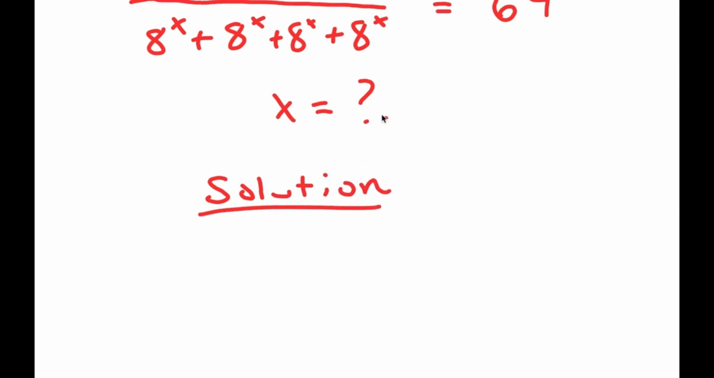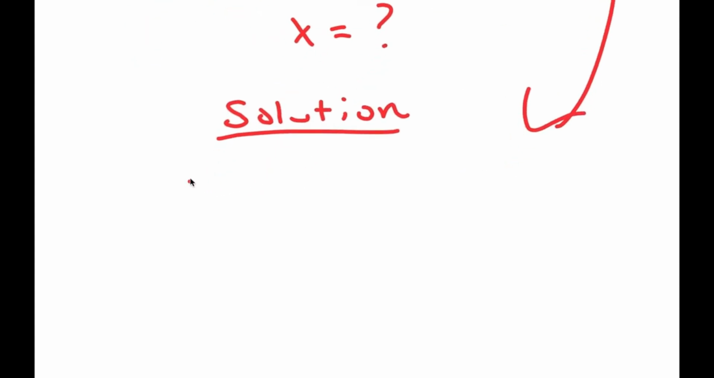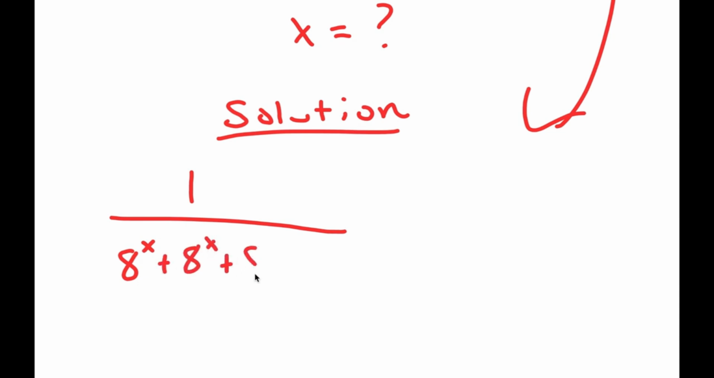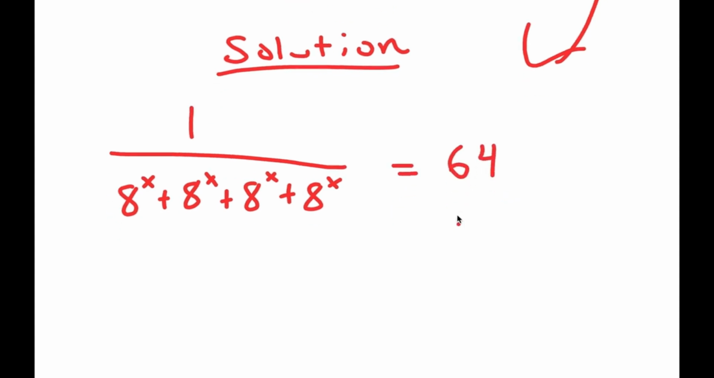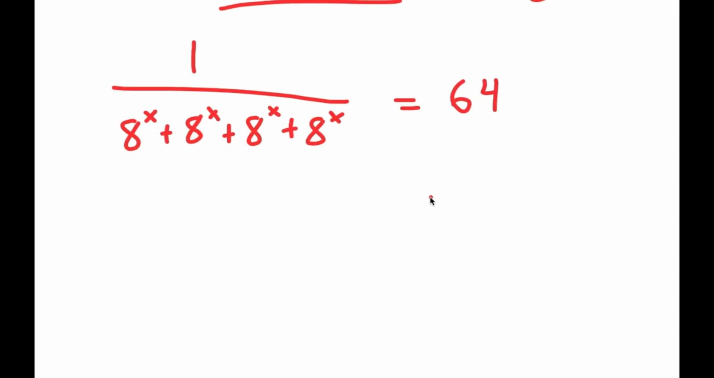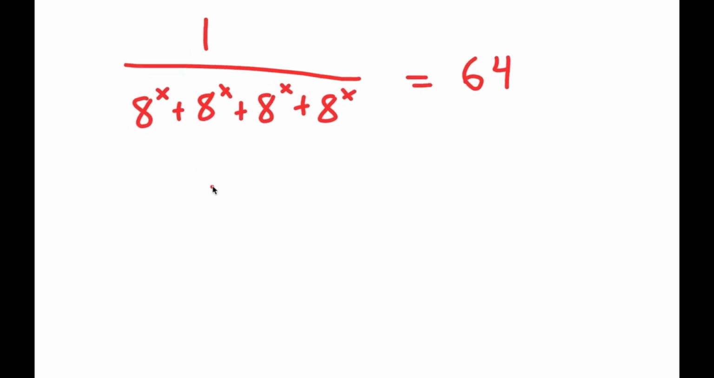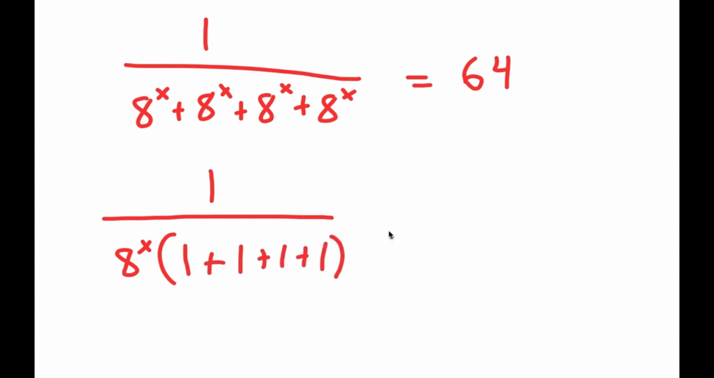I'm going to first start by rewriting my equation over here. So I have 1 over a to the power of x plus a to the power of x plus a to the power of x plus a to the power of x is equal to 64. Now from here, notice how I have 4 of the same terms for my denominator, meaning I can just factor out that one term. So I get 1 over a to the power of x times, well, a to the power of x divided by a to the power of x is 1, so I get 1 plus 1 plus 1 plus 1, which is equal to 64.